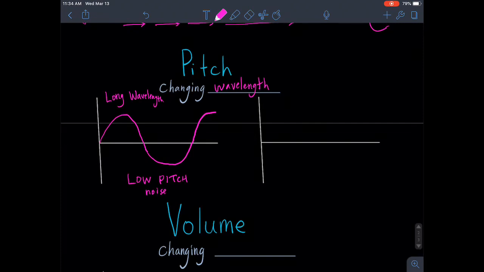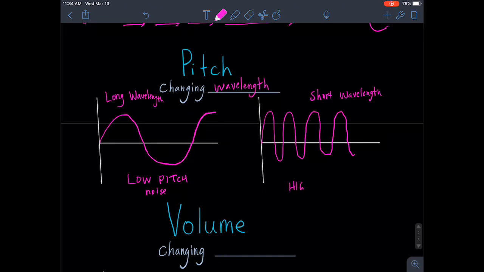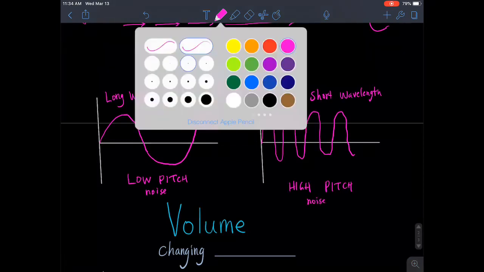And if I change the wavelength to being much smaller, the frequency here is a lot, because there's a lot of waves happening in this period of time compared to the one on the left. But this wavelength is much shorter. So let's say that this is a short wavelength. And a short wavelength is going to make a high pitch noise. That was tough, but got it out. A high pitch noise.